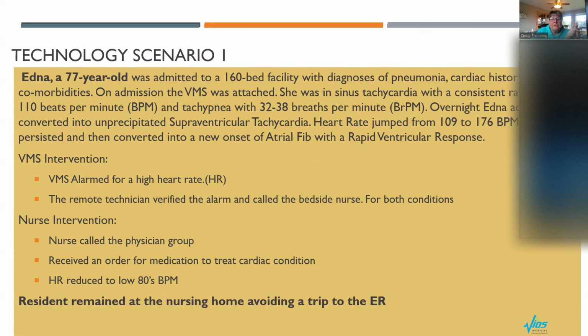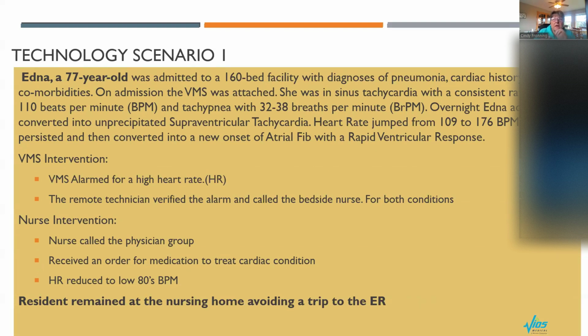And her heart rate jumped from 109 or 110 to 176 beats per minute. This was persistent and converted into a new onset of atrial fib with a rapid ventricular response. So think about this. This technology is on Edna because she's a new admission, and she had some heart history. Now, what's going on? Well, here's what happened with the system.